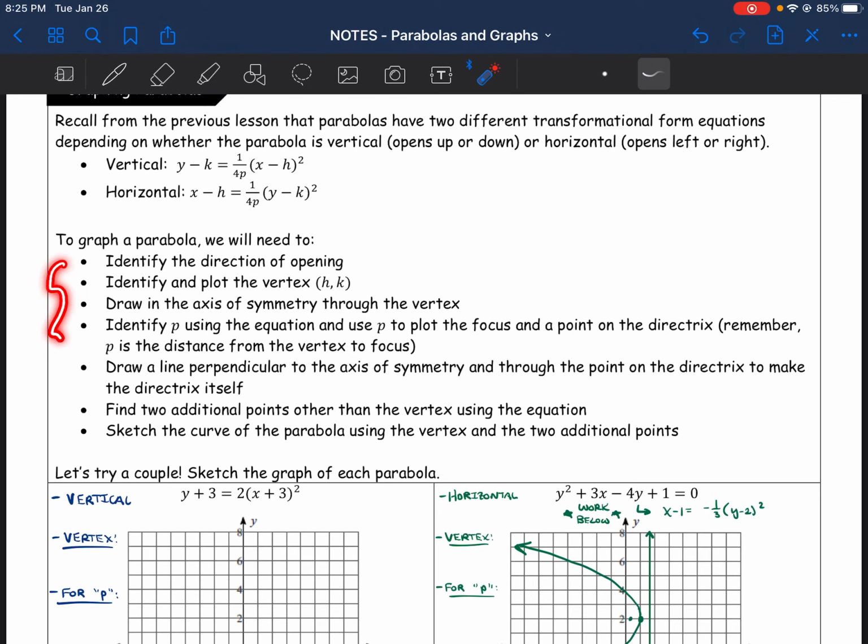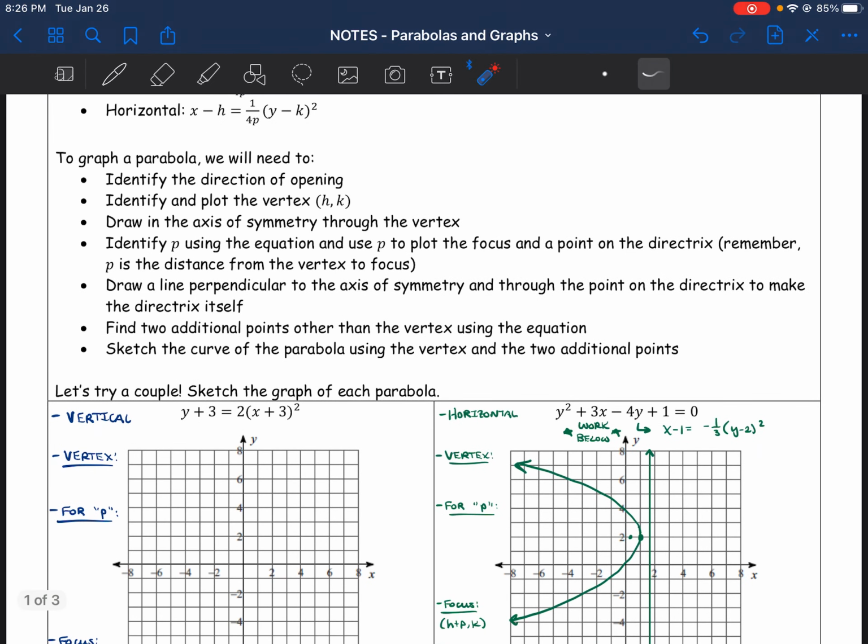Now, this information right here is to graph a very pinpoint accurate parabola. And to be honest, we're not going to worry about graphing a super accurate parabola. What we're going to be doing instead is, we're going to identify the direction of opening. We're going to identify and plot the vertex, (h, k). We're going to go ahead and plot the focus and the directrix by finding p. And then we're going to go ahead and sketch the graph.